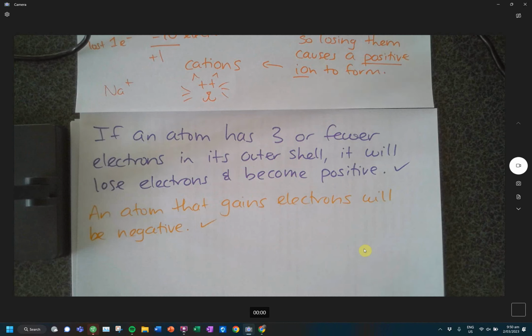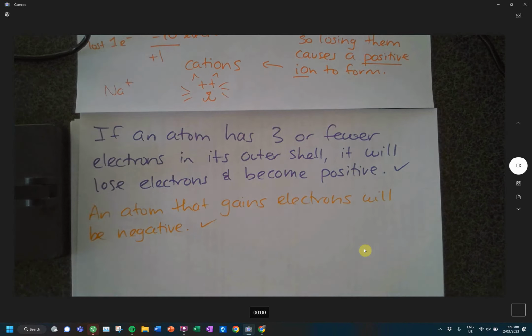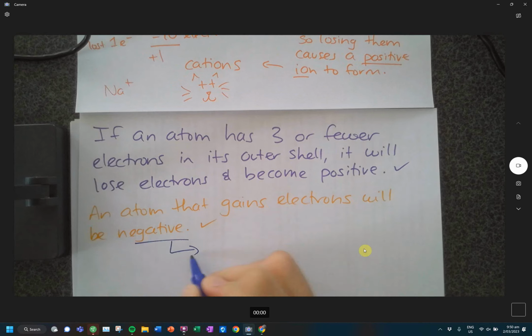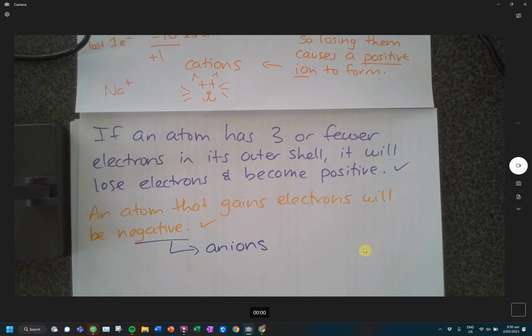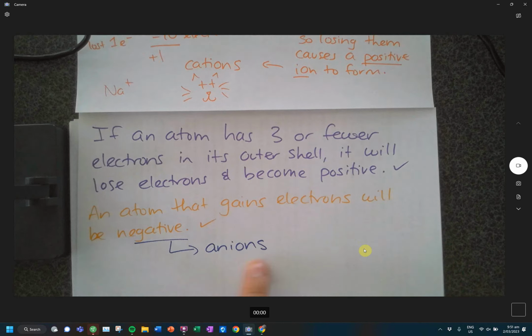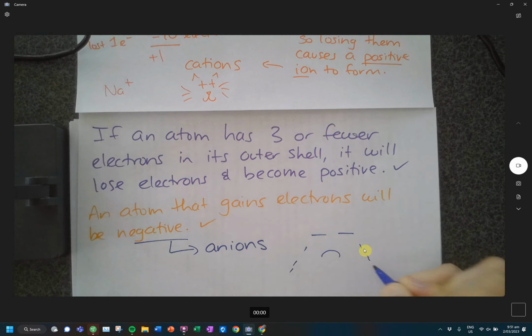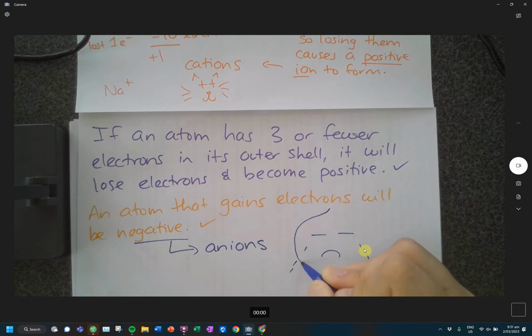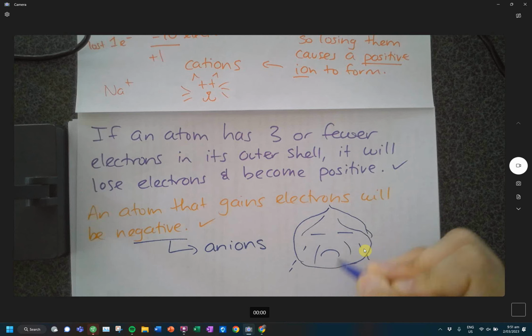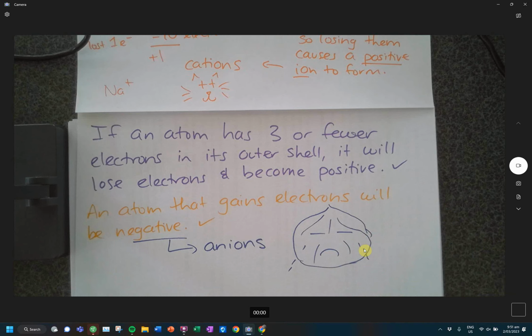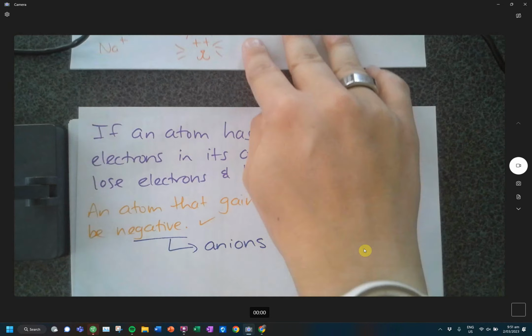Again, adding some extra vocabulary for you guys. These negative ions are known as anions. And the way I like to remember anions is it looks kind of like the word onion, and onions make you cry, which is something you don't want. Here's my little onion. That's a bad looking onion. Onions make you cry.